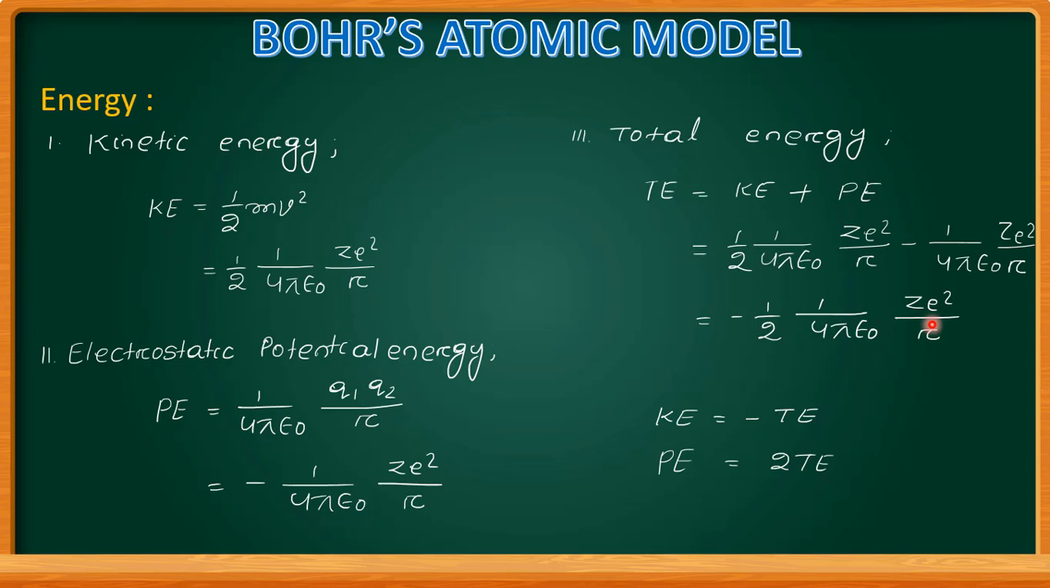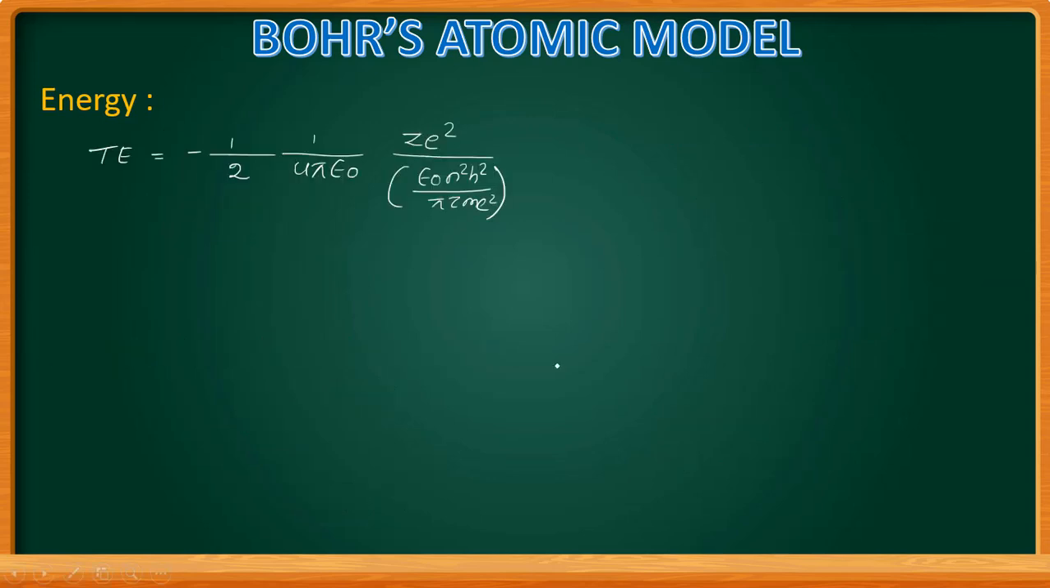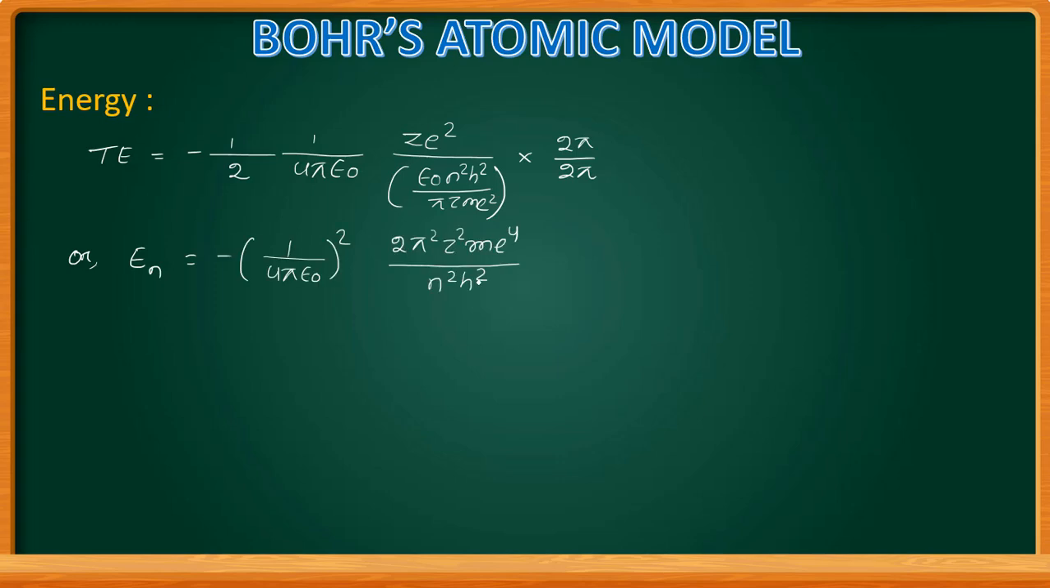Yes or no? Then just find out that one. This is our expression for energy. So just multiply by 2 pi and divide by 2 pi to get a simple general equation. Here, in place of total energy, I can write E, the total energy, E n for the nth orbit. So this becomes negative of 1 by 4 pi epsilon naught whole square, 2 pi square Z square m e power 4 upon n square h square.